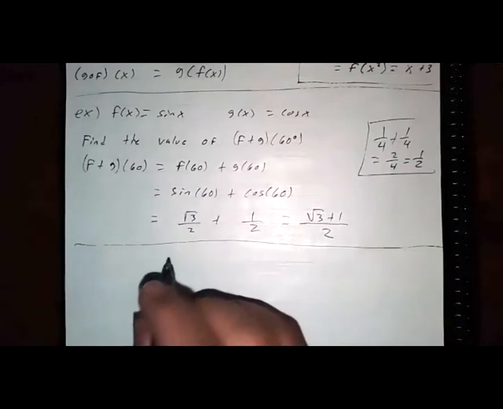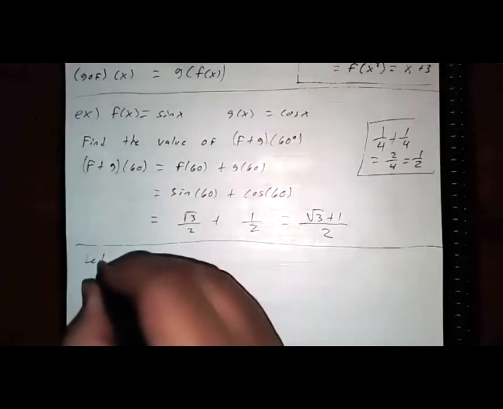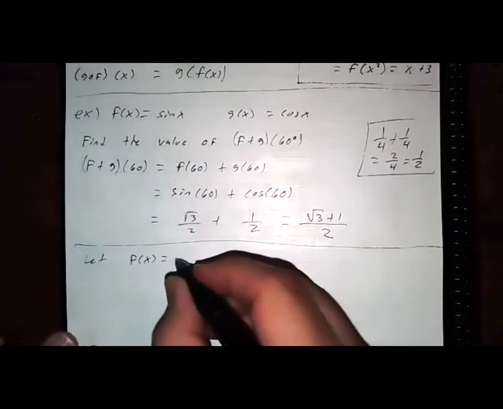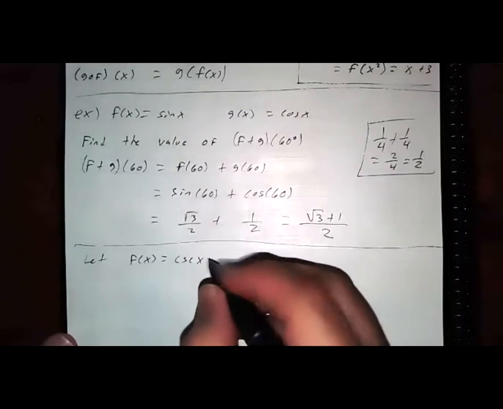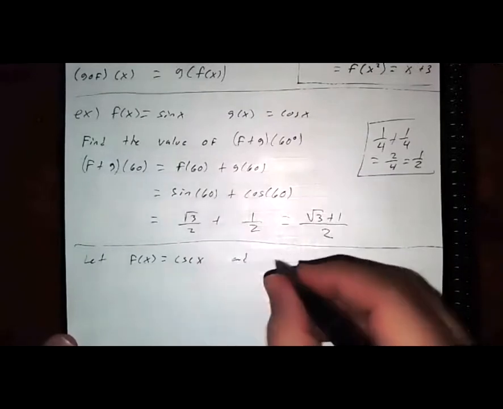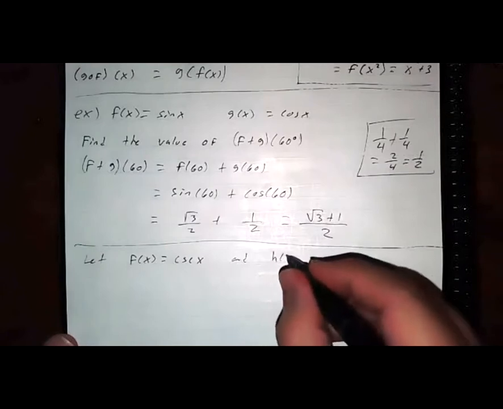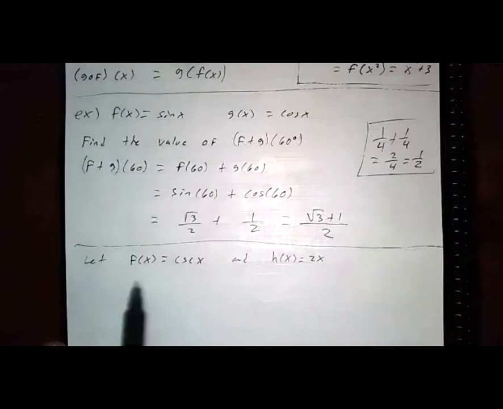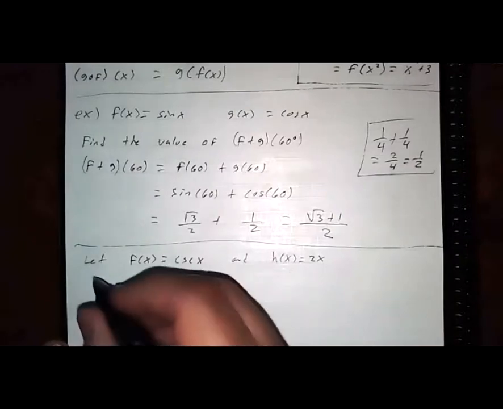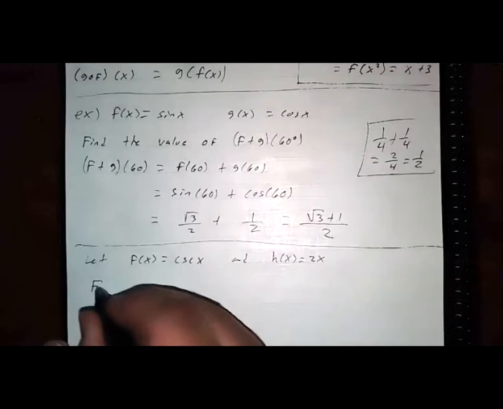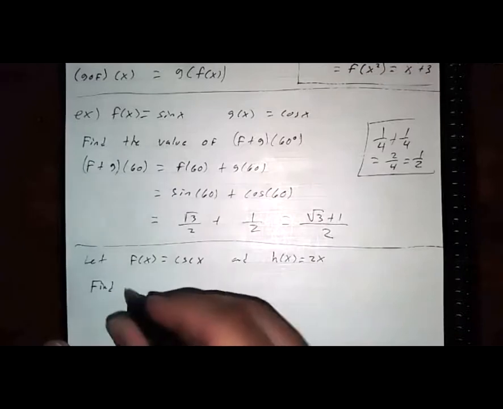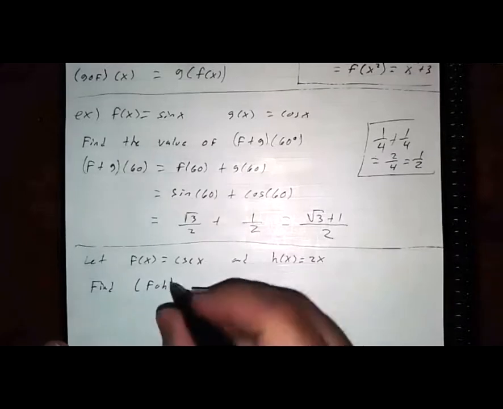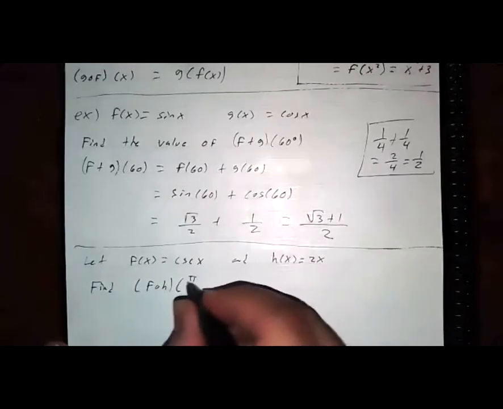All right, so here's a composite type. So let f of x equal cosecant x and h of x equals 2x. So they have an f and an h, and then they say, okay, find f of h of pi over 6.